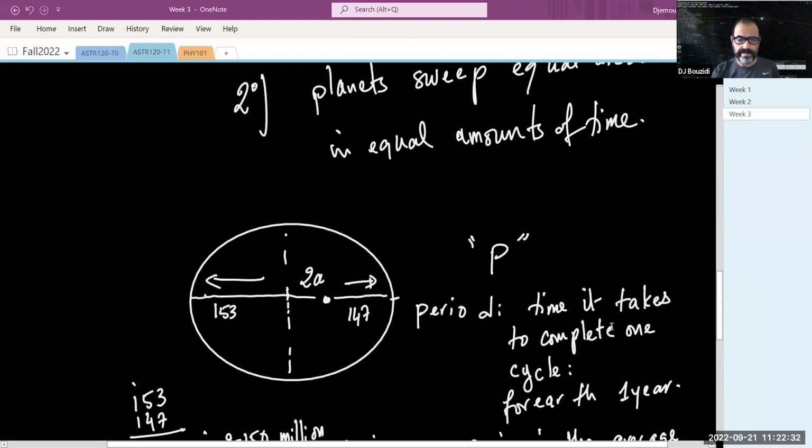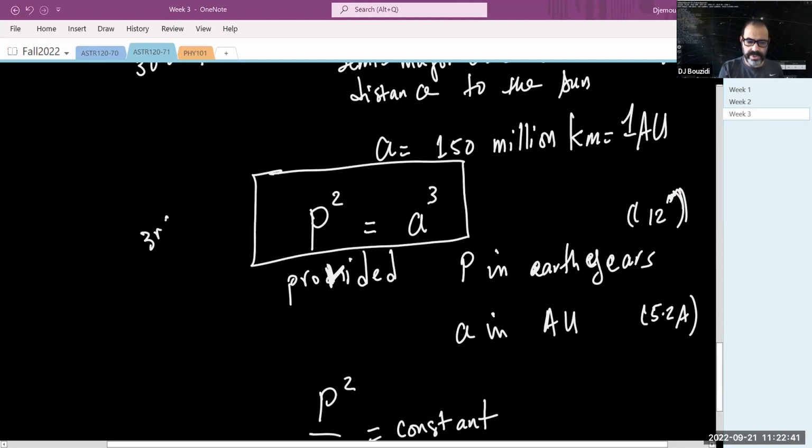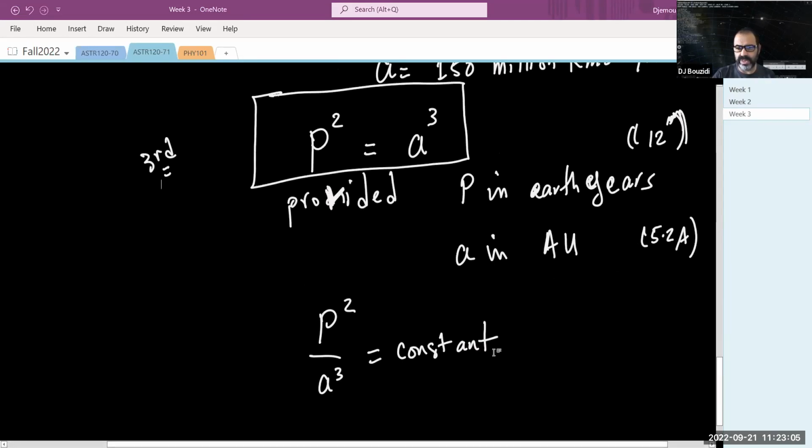So this is the third law. The third law says that this is true for all the planets. So this is what the third law is. The square of the period is equal to the cube of the average distance, as long as P is in Earth years and a is in astronomical units. If you don't have that, convert them. In other words, make the conversion here, you can find what that constant is.